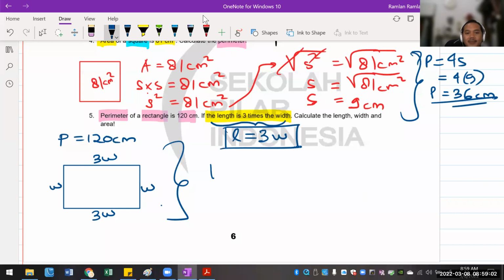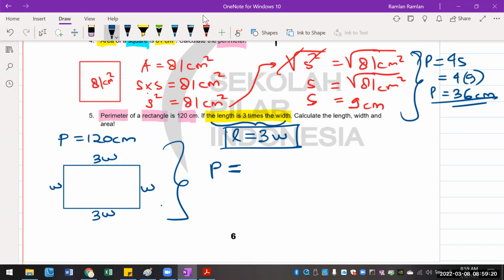Okay, what is perimeter? Basic concept again, guys. What is the basic concept of perimeter? How about you, Raihan? "I don't know, sir."